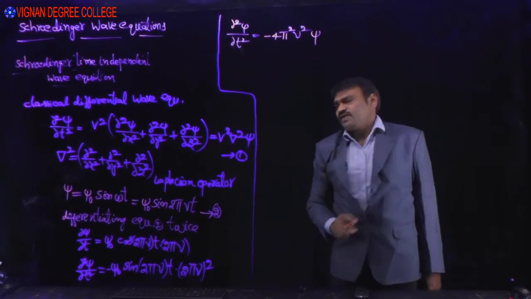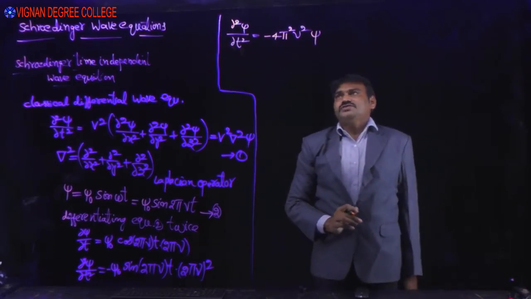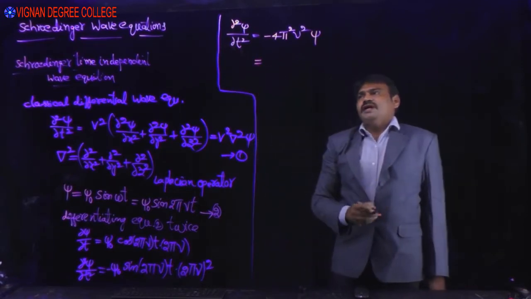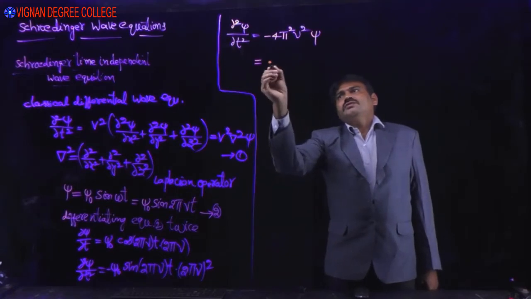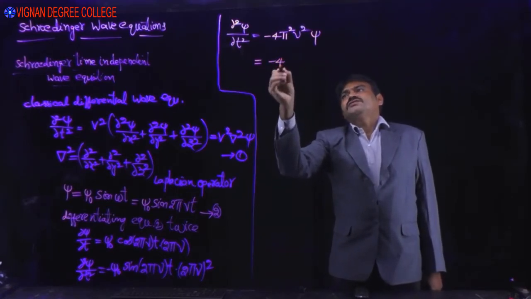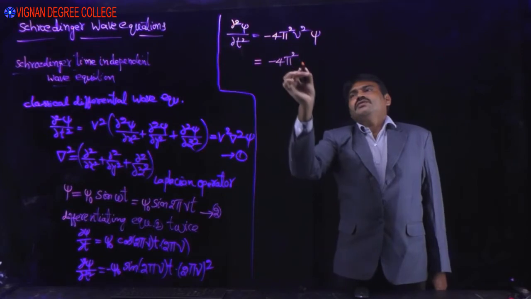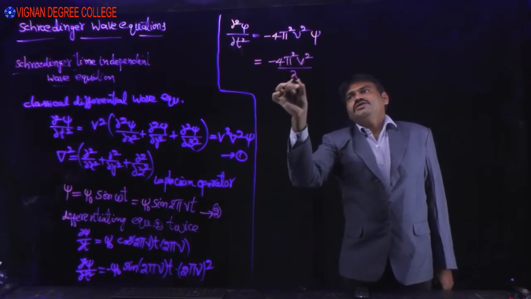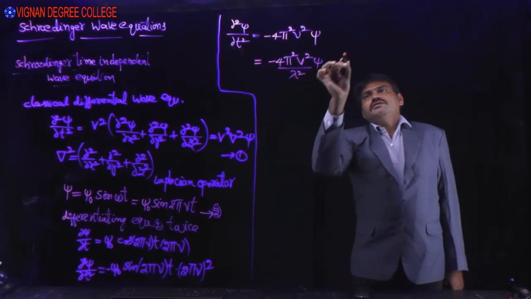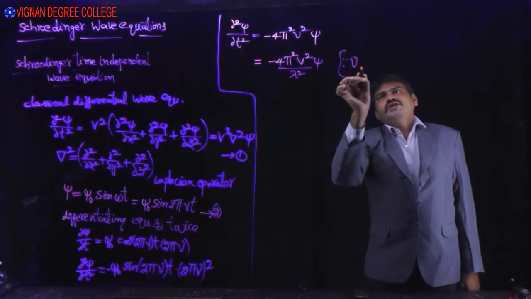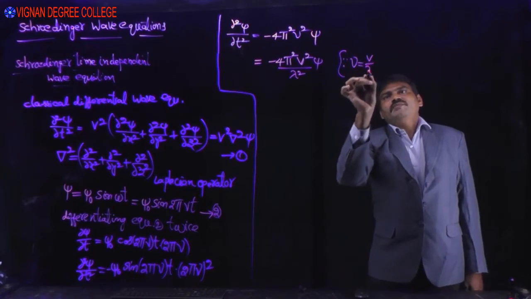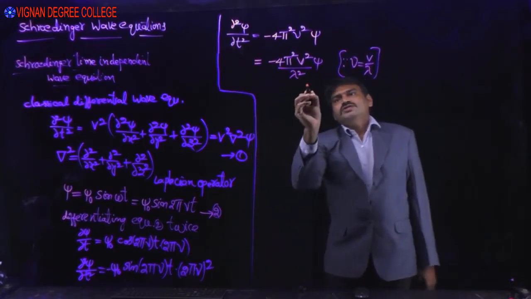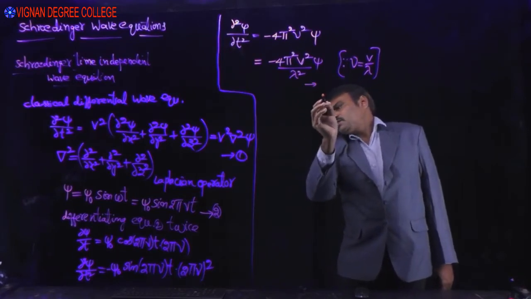Here nu is the frequency of the stationary waves. So nu is equal to v by lambda. Substituting, minus 4 pi square nu square becomes v square by lambda square into psi, since the frequency nu is equal to v by lambda. This is equation number 3.